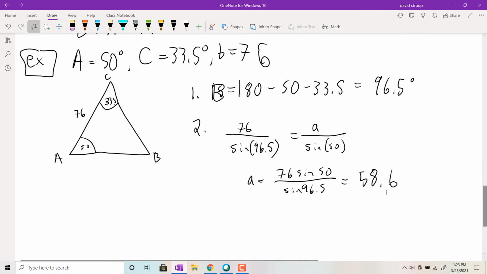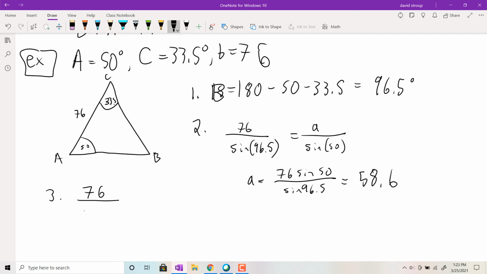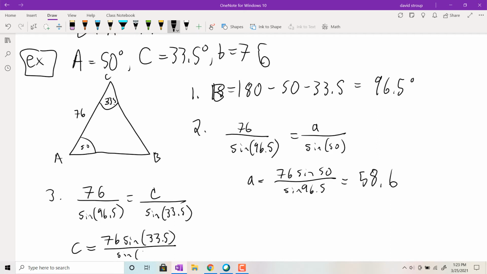Make sure you're in degrees. Thirdly, then, we could do the same business, but with side c we want. So we have 76 all over sine of 96.5, and we need to find little c. So that'll be all over sine of big C, which is 33.5. Okay, so multiply both sides by sine 33.5, you end up with 76 times sine of 33.5 all over sine of 96.5. Simplifying that, that'll be 42.2, I believe.